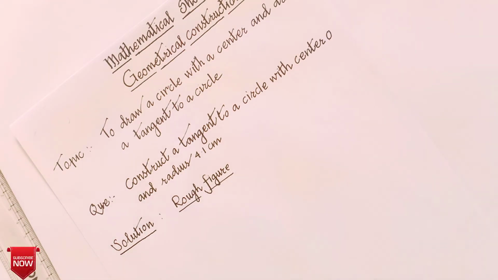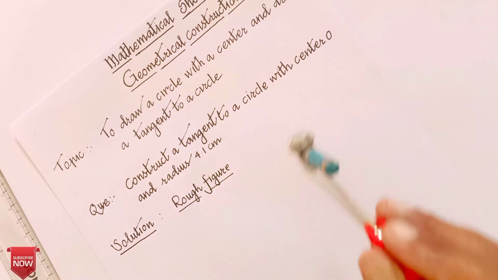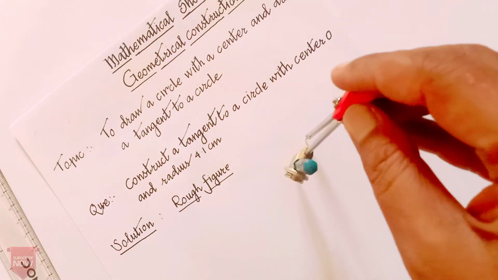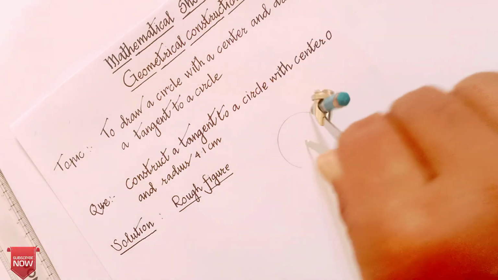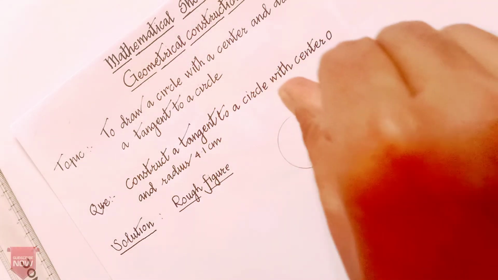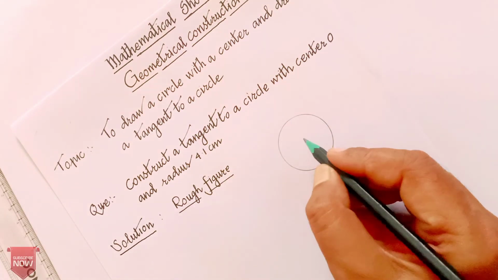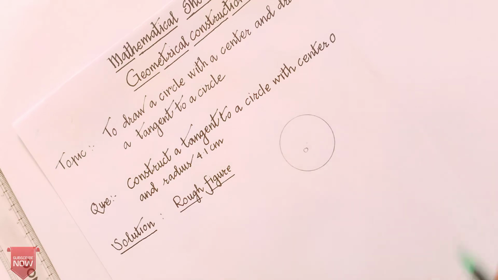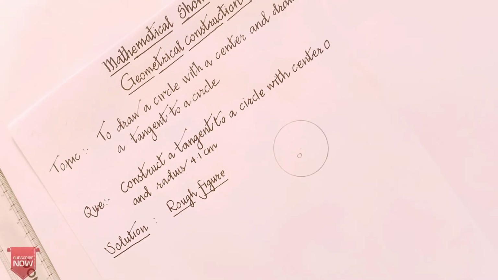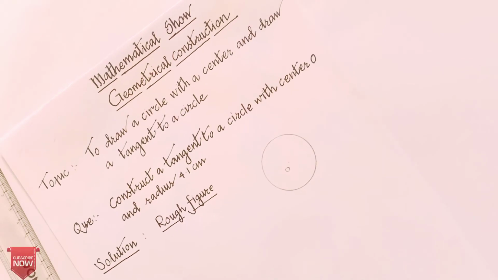In that rough figure, draw any circle. We are drawing any circle here now. Now see this. This is the center O, and we know a property of a tangent. What is the property of a tangent?